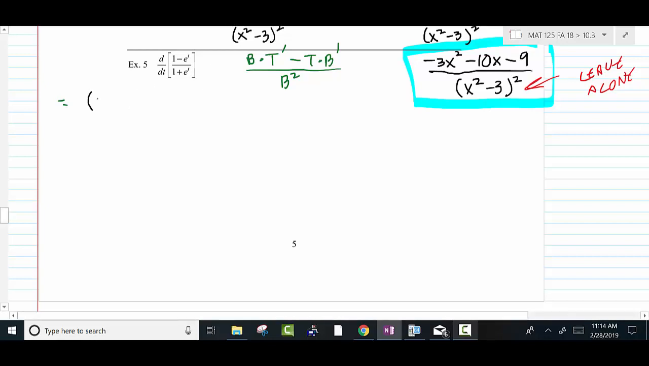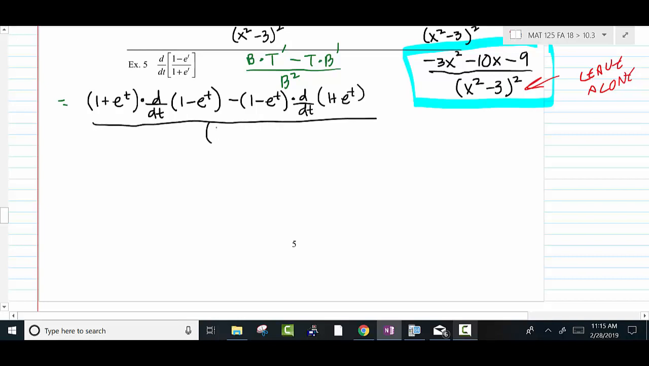So the bottom is 1 plus e to the t, close parentheses. Then I'll put times d/dt of the top. Then minus, you just do it backwards. You do the top, and then you do the derivative of the bottom, and then the bottom squared like that. Once you memorize the rule, you'll be able to put that in the quotient rule a little bit faster. So you want to get it set up.